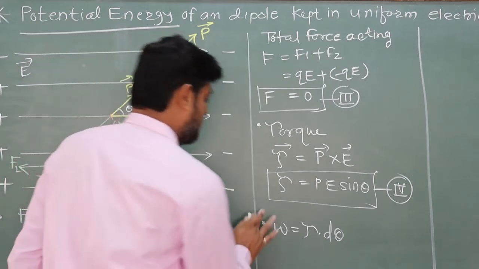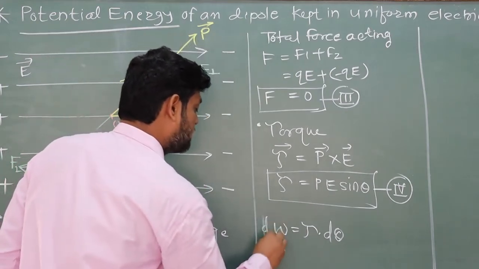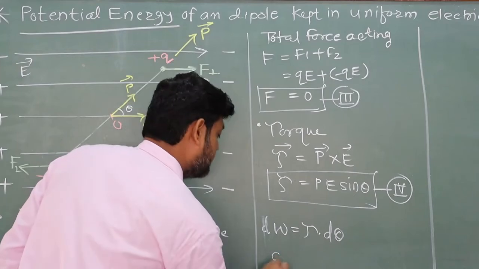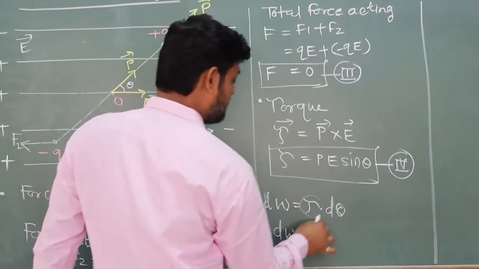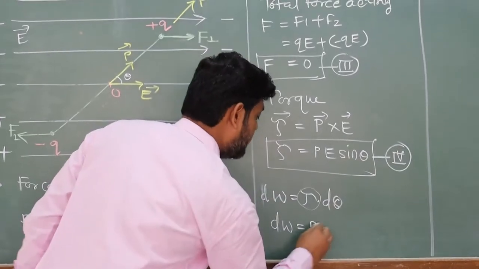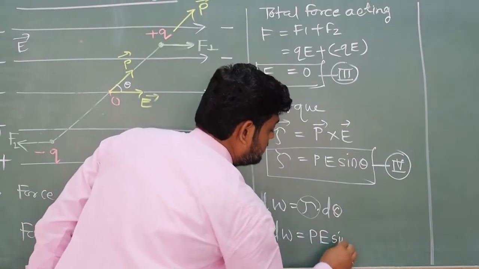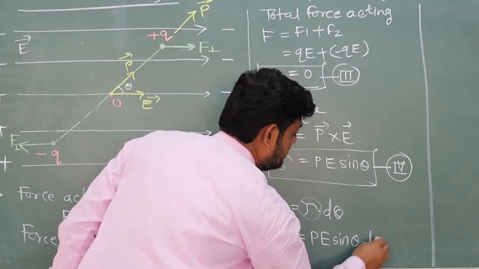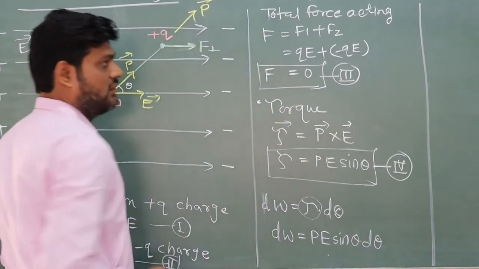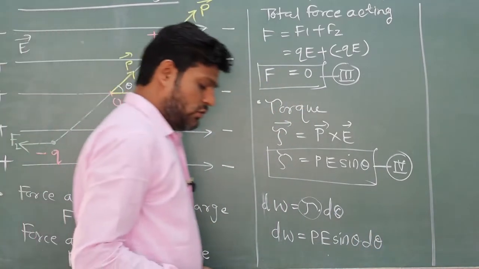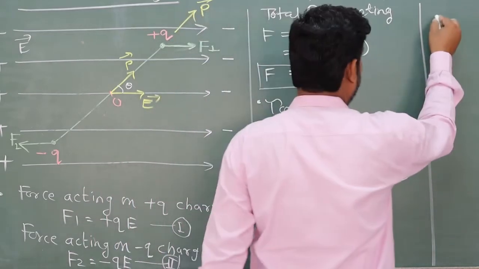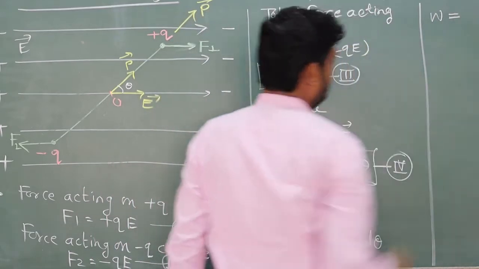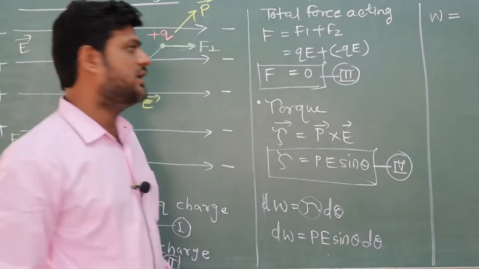So we know that suppose this work done is very small, so we will write d theta. dW equal to, what is T? T equal to p e sin theta into this d theta. This is the small work done. For the total work done, we will integrate this equation. So integrating this equation, what will we get? Integration of dW becomes W.